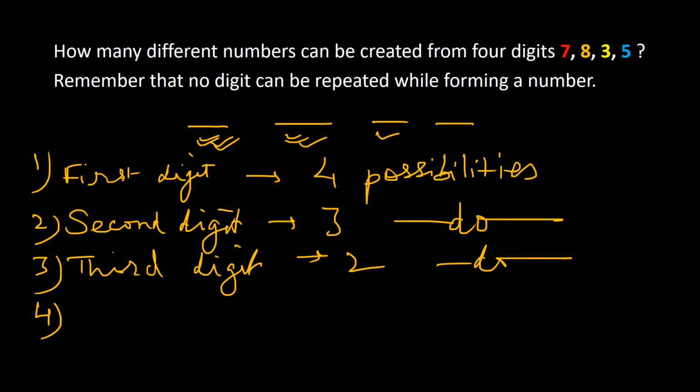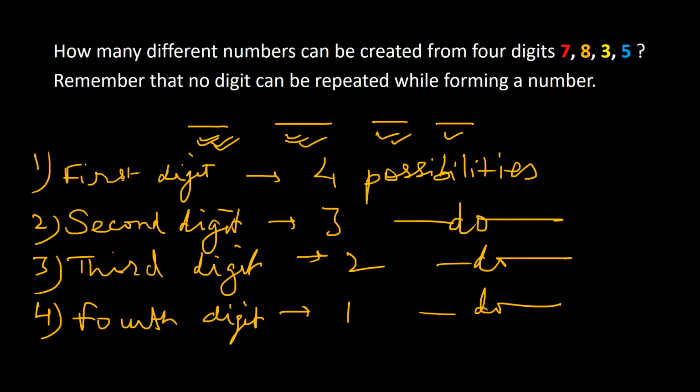Likewise, we will find that once the 3 positions have been already occupied, for the fourth position only one possibility is there because only one digit is left now. So for the fourth digit of the number which you are forming, there is only one possibility. So the total number of possibilities for filling up all the 4 positions of the number to be formed, we'll have to multiply the possibilities for these different positions. So that means 4 into 3 into 2 into 1. This is equal to 24.